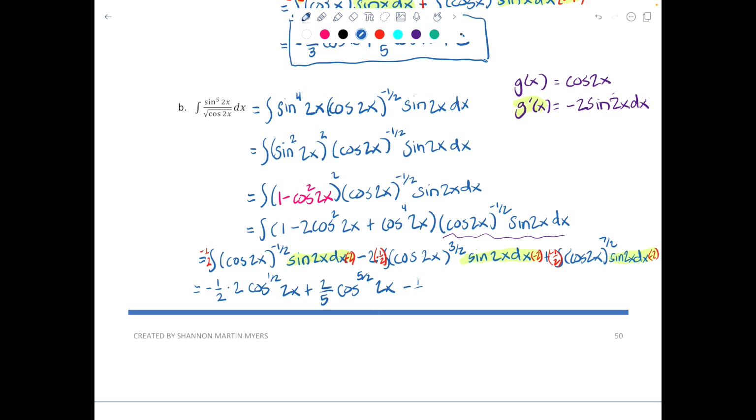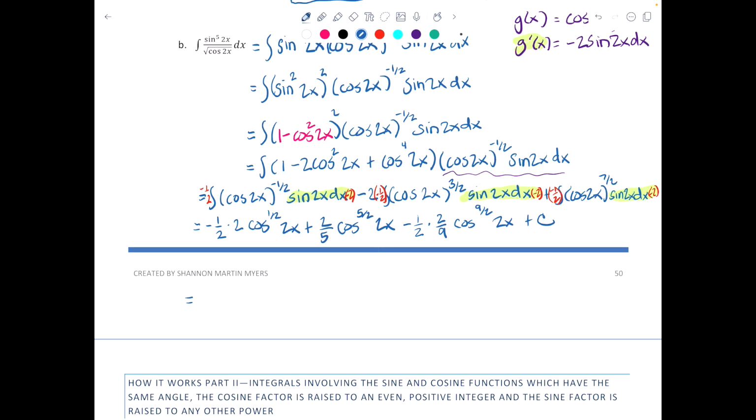And then minus 1/2 times two ninths times cosine raised to the 9 halves at 2x, and then plus our constant of integration. And simplifying, we'll have negative cosine at 2x. I like writing the powers outside, so I'm going to do that. I think it just is more clear. And then plus 2/5 cosine at 2x raised to the 5 halves minus 1/9 cosine at 2x raised to the 9 halves plus our constant of integration.